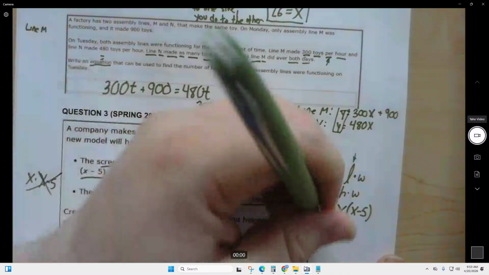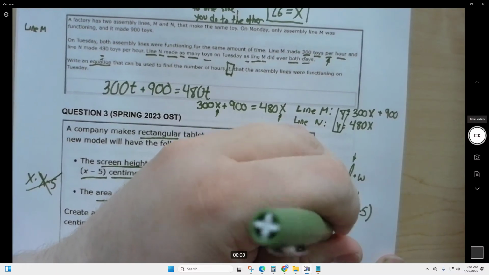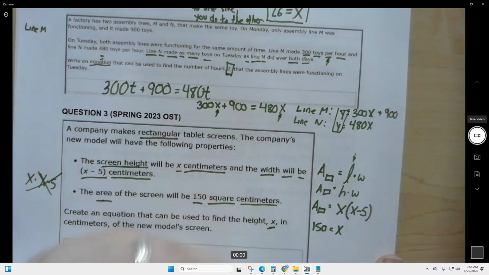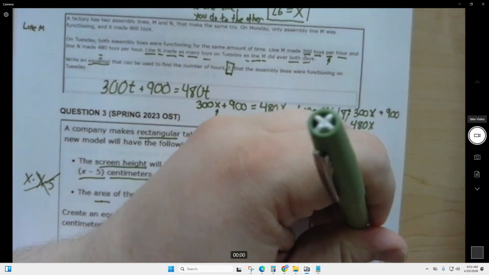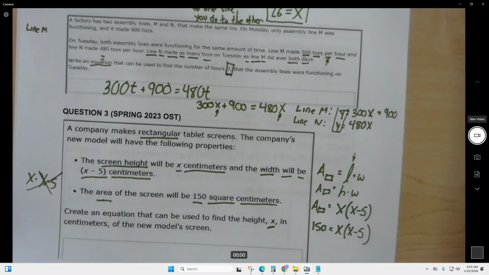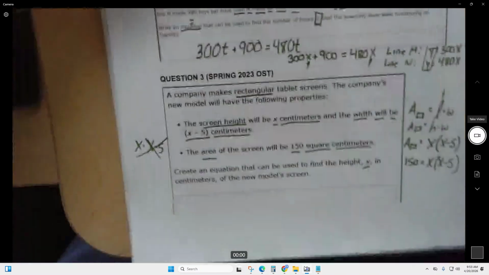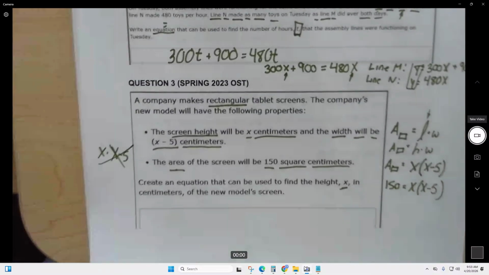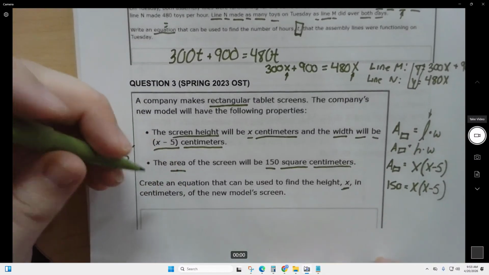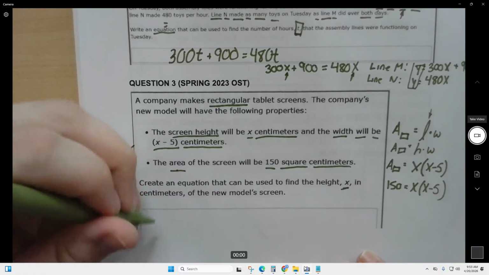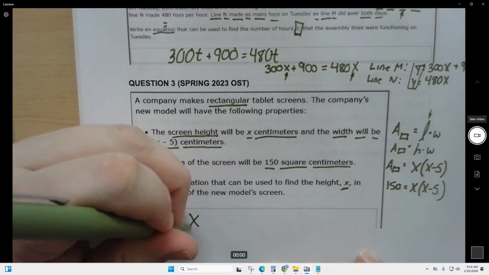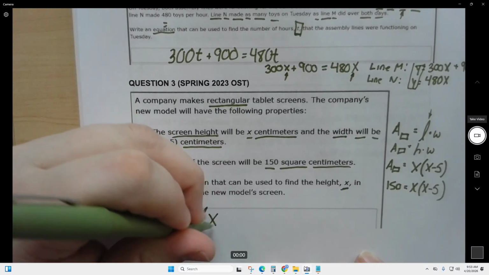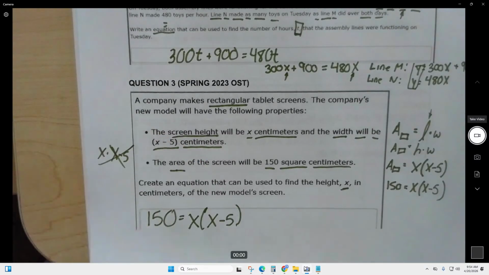The area of the screen will be 150. So we'll take out area of the rectangle and put in 150. And at this point, you're done. You now have an equation that you can use to find x. 150 equals x times x minus 5. Equation done.